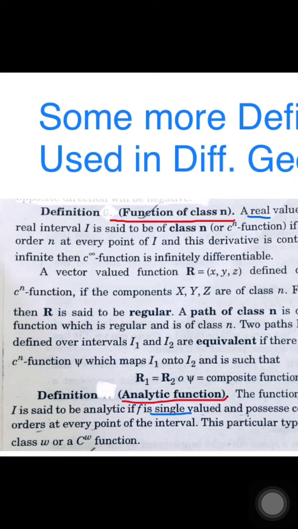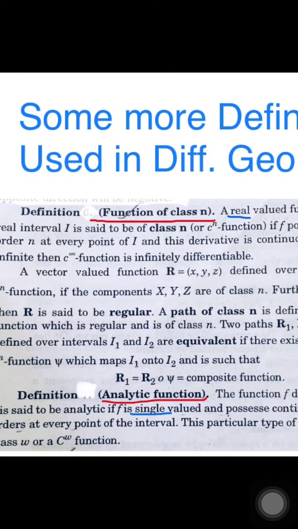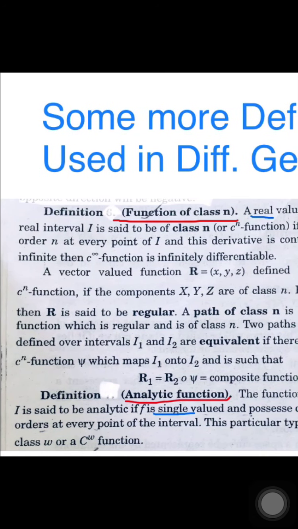Okay, this is an important part: a single valued function of order n is known as an analytic function. This particular type of function is said to be of class w, or a C to the power w function, where w denotes the order of the single valued function. So here we have discussed four definitions: function of class order n, regular, path, and analytic function.